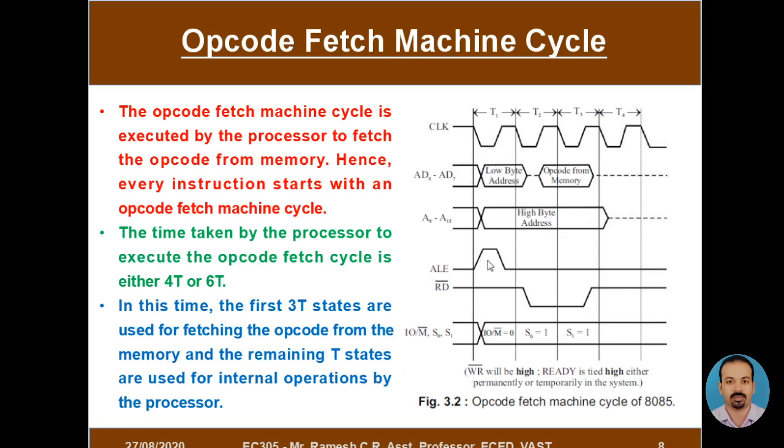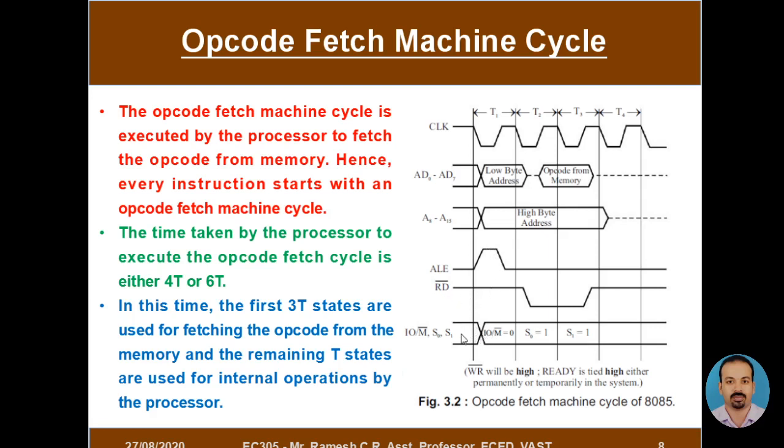And ALE, the address latch enable, should always be high at this stage, because if it is low it will enable the latch, and it is not the time for enabling the latch. So we place it in the opposite manner as we did for RD bar.